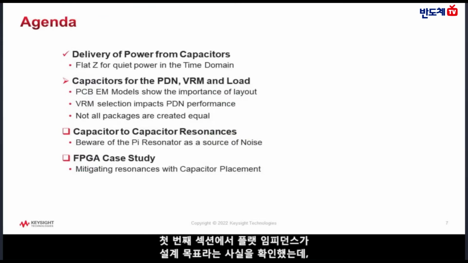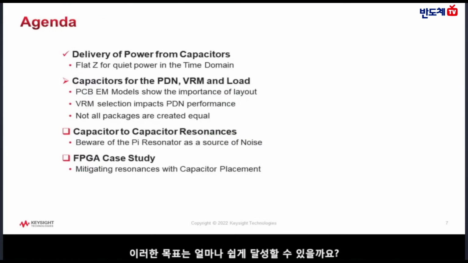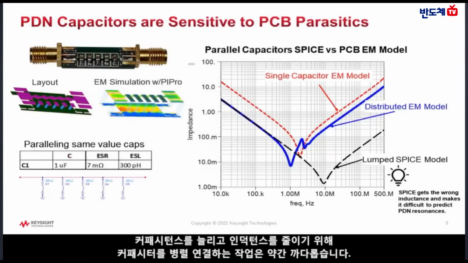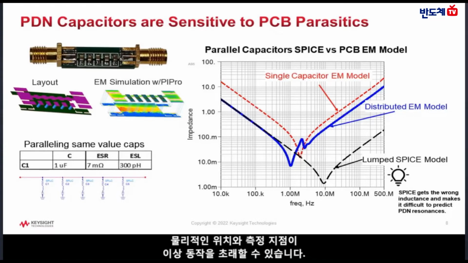The first section showed us that flat impedance is the design goal, but how easy is this to do? The next section will look in more detail at what it means to select capacitors for the PCB PDN, the voltage regulator module, and the load to get the most out of the power delivery network. Paralleling capacitors to get more capacitance and lower inductance is a bit tricky. The physical location and the measurement points can result in some odd behavior.